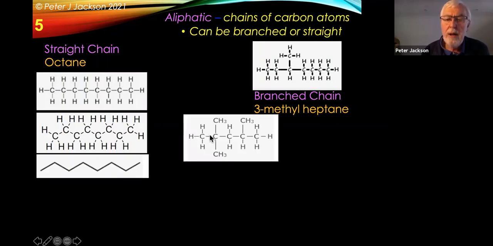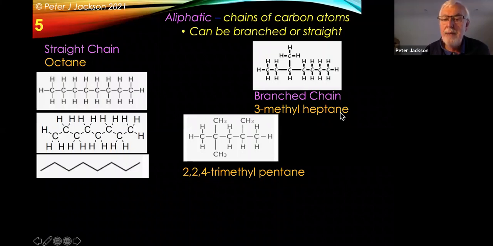Or I can have a lot of branches. There's a branch. I have to go back in my own tracks to get back online. This one was called 3-methyl heptane. Heptane because the longest carbon chain is 7. And methyl because it's got a CH3 group. A CH3 group is a methyl group. And 3 because it's on the first, second, third carbon.